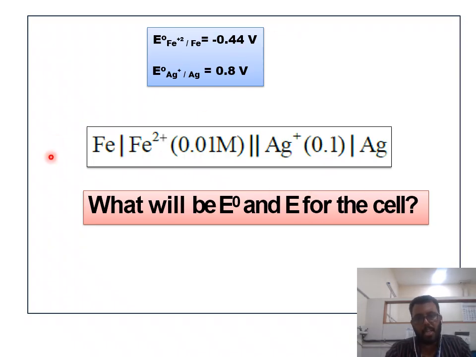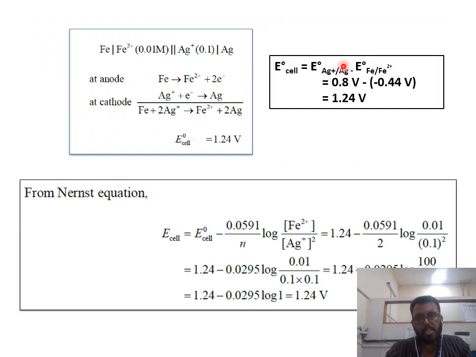This is another classical example, like an iron anode coupled with the Ag cathode, and then you can calculate E naught and E for the cell. So this is how it is done. I'm not going in detail. This is like a practice numeric you can try, and if you know the standard reduction potential, you can easily calculate the EMF of the cell, 1.24, and you can apply this in the Nernst equation. You can substitute everything, for example iron concentration 0.01, silver concentration 0.1. Then you can calculate the potential.